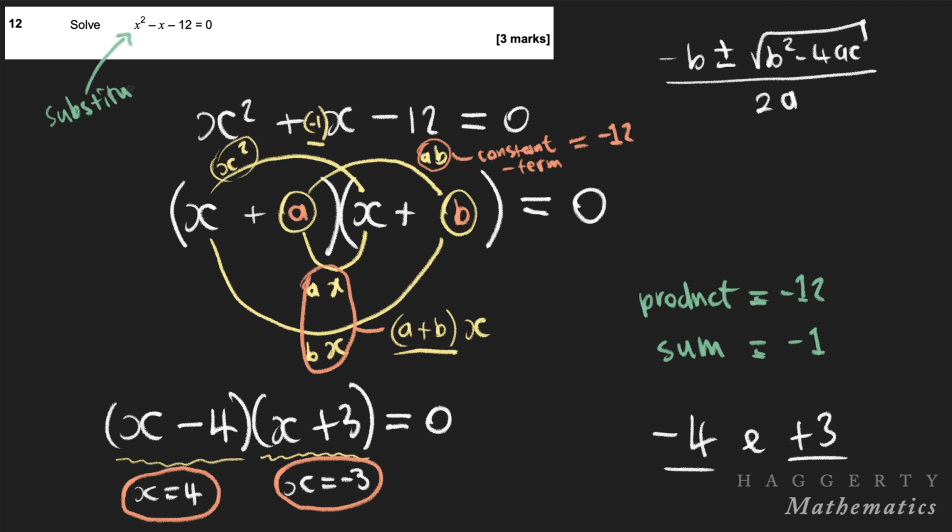So let's substitute x as 4 and just see if it works. You put 4 in the x squared, you're going to get 16. And then minus the x, that'll be -4. And then minus the 12. 16 minus 4 minus 12 is going to give you 0.